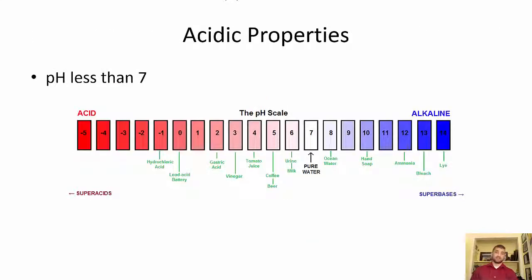Some properties of acids. Well, you might know this from earlier science classes, but things that have a pH of less than 7 are acids, and things with a pH of more than 7 are bases. You call them acidic or alkaline. Alkaline's for the basic, right?